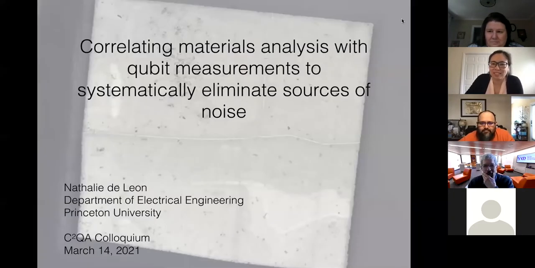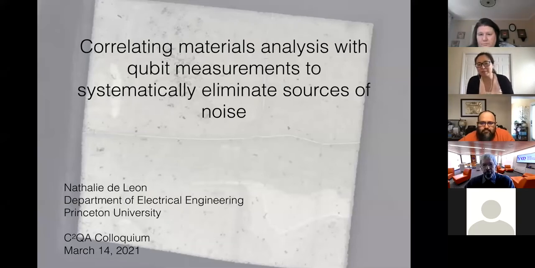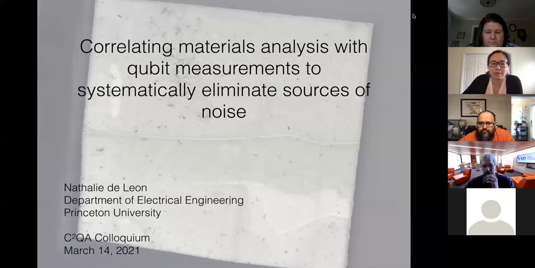Okay, so I guess the last time I talked to C2QA, I was mostly talking about color centers for quantum networks. So I thought I would talk about something different today. My plan is to discuss some general efforts that we have in correlating materials analysis with qubit measurements to systematically eliminate sources of noise.